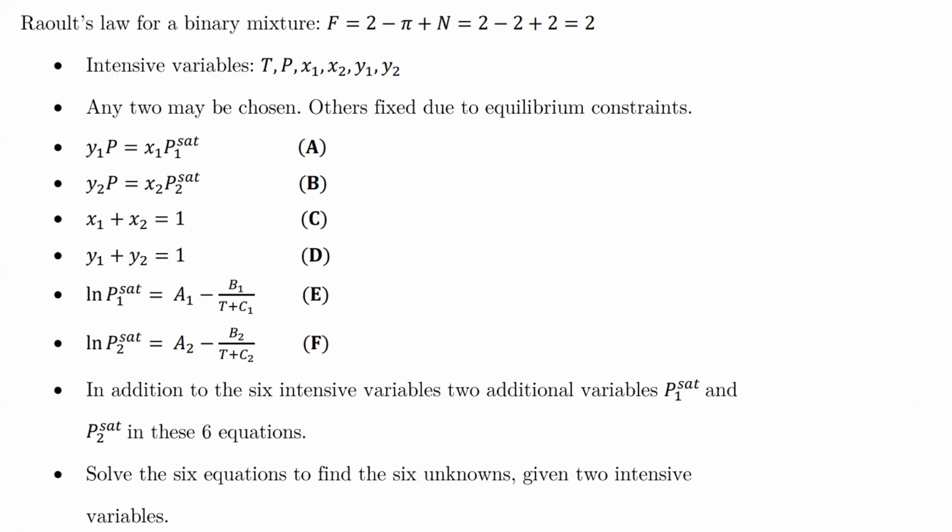So now coming to a binary mixture, as we discussed last week, these are the variables: temperature, pressure, and the mole fraction. These are both the Raoult's law, and these are the mole fractions. And these are the Antoine equations.